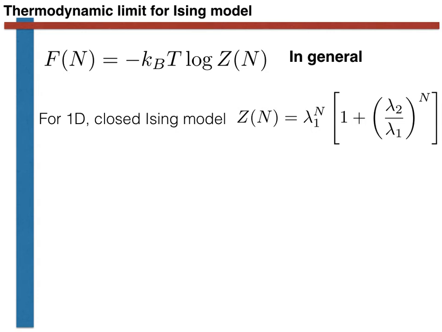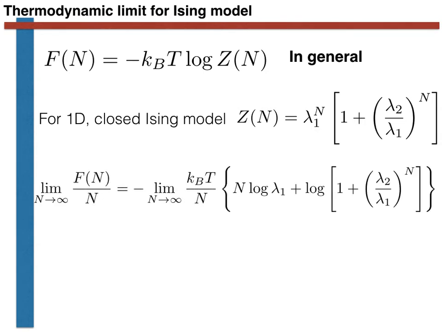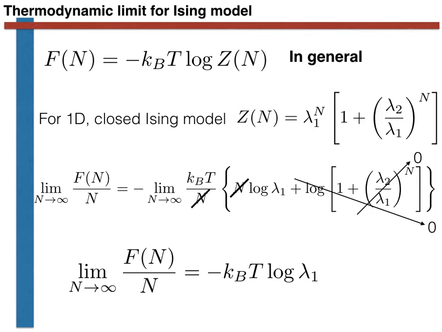Inserting these two results into our expression for a thermodynamic quantity in the thermodynamic limit, we arrive at the expression shown here. We have seen, however, that thanks to the Perron-Frobenius theorem, (lambda 2 over lambda 1) to the power n goes to 0 as n tends to infinity. As such, this whole second term in the expression goes to 0 in the limit. Meanwhile, in the first term, the n in the numerator and the denominator cancel. We are thus left with the following simple expression for the free energy in the thermodynamic limit.